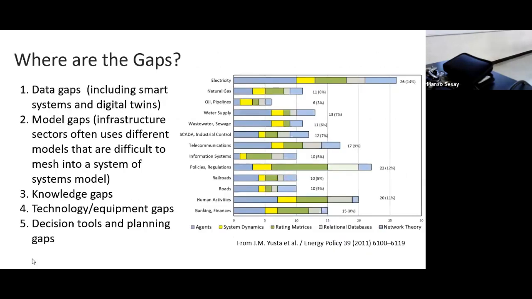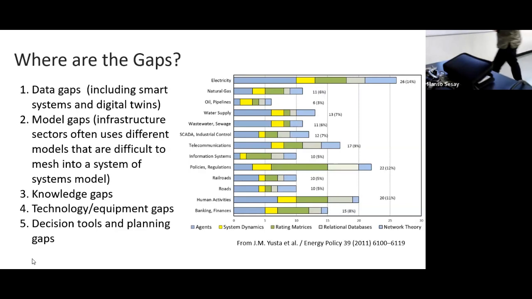So where are the gaps? We have data gaps. Everybody's got their own data. It's all in different forms. Model gaps. This is a plot that shows, do you see all the infrastructure? Electricity, gas, oil, water, information systems, all of these different types of infrastructure. And this is how they were modeled. Some of them are modeled using agent-based system dynamics, relational databases, network theory. These modeling types don't fit together. You can't make a model of models just by plugging them together because they're very different models. So we have some fundamental work on models that we're going to do in a system like this.